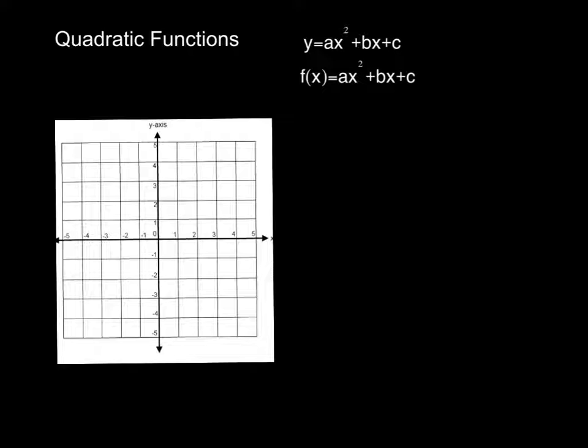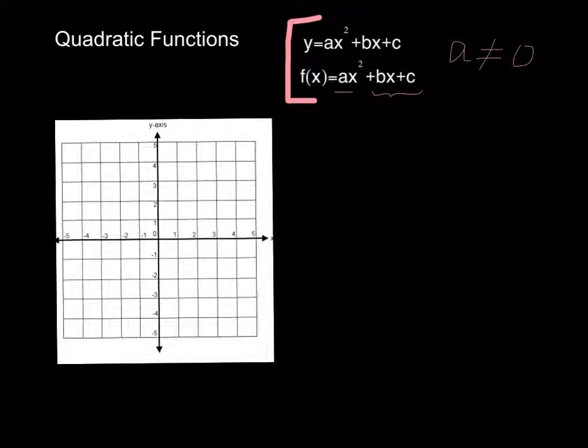I want to talk about quadratic functions. Quadratic functions are functions of the form ax squared plus bx plus c, where a, b, and c are all constants and a cannot equal 0. You'll notice that if a is equal to 0, then this term would be gone and you would just get bx plus c, which would be linear.